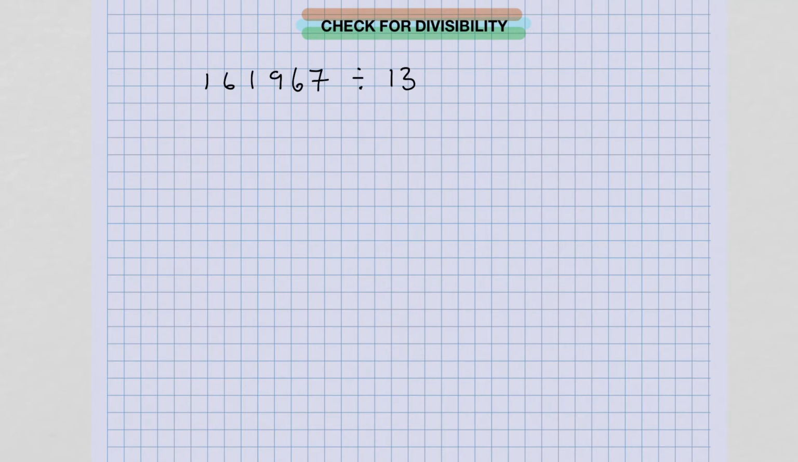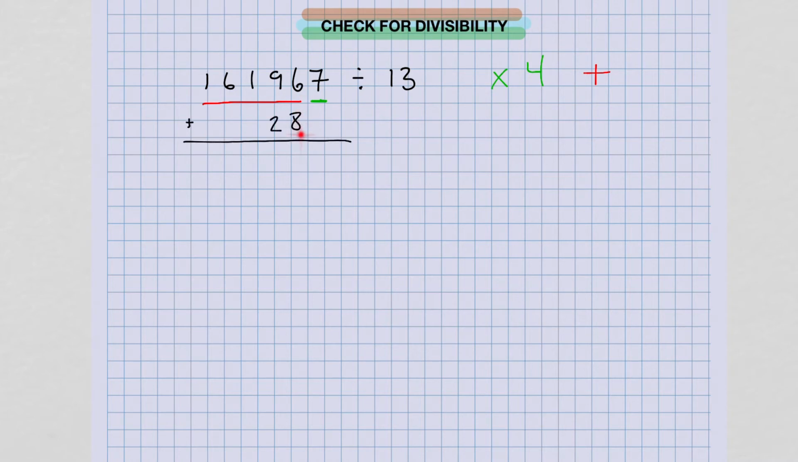Okay, to check for divisibility by 13, what we want to do is multiply by 4, and then we're going to add. So we're going to take this last digit, multiply it by 4, and then add it to the remaining digits. So 7 times 4 gives us 28. So we're going to add 28.